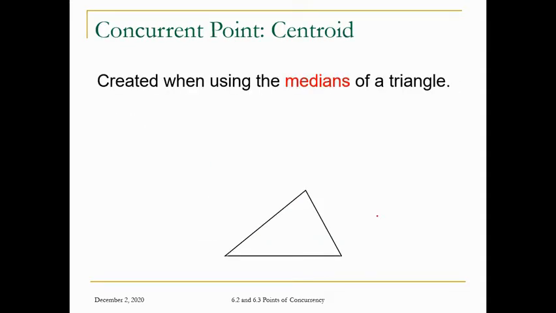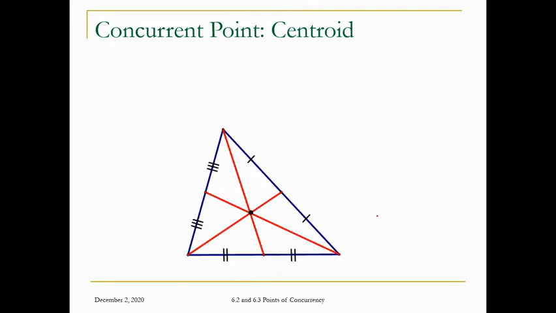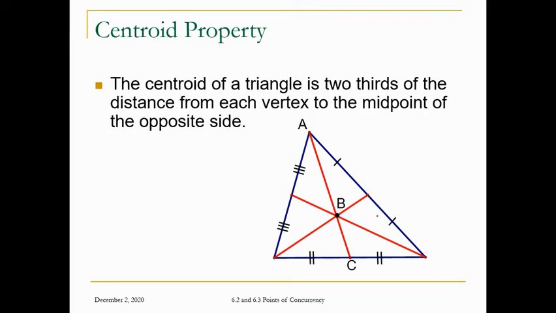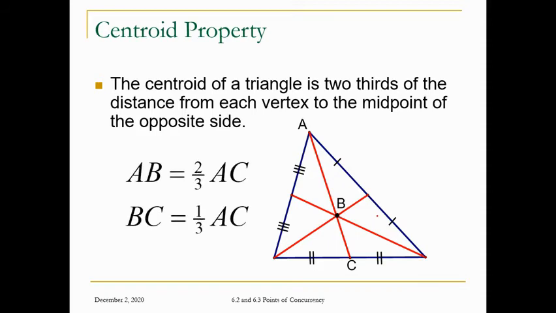Concurrent point centroid. This is created when using medians of a triangle. Remember, the median is drawn from the vertex to the center of the line opposite of it, cutting that line in half. So when all three medians are drawn, the point of concurrency created is called the centroid. The centroid of a triangle is 2/3 of the distance from each vertex to the midpoint of the opposite side. So notice that AB is 2/3 of AC, but BC is 1/3 of AC. We'll go into more detail on this in a few moments.